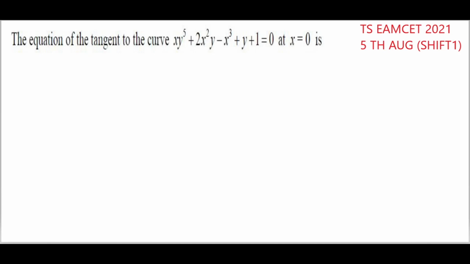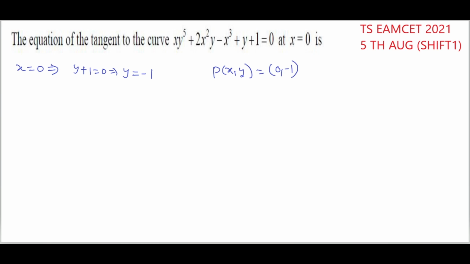The equation of tangent to the curve xy^5 + 2x^2 y - x^3 + y + 1 = 0 at x = 0. So here x = 0 is given. Substituting in the curve, that is x y^5 is 0, 2x^2 y is 0, x^3 is 0, so y + 1 = 0. From this y = -1. Therefore the point P is (x, y) = (0, -1).